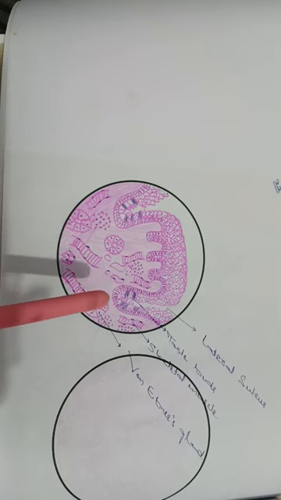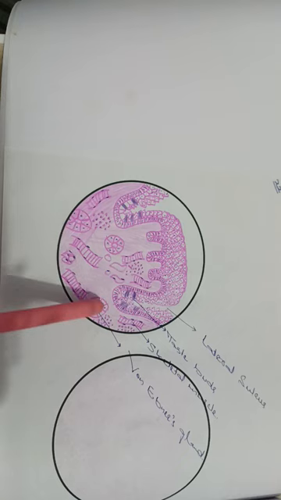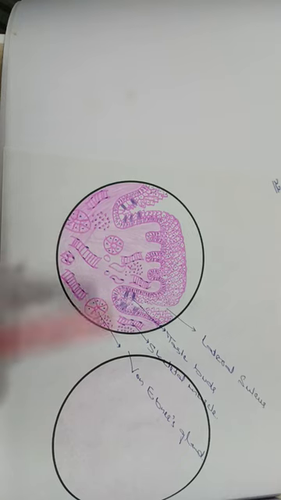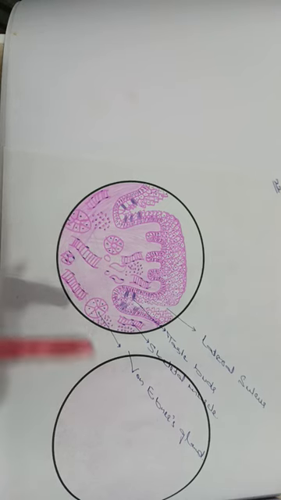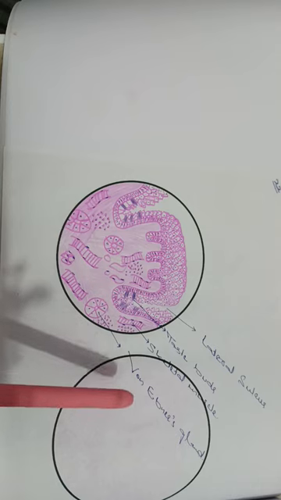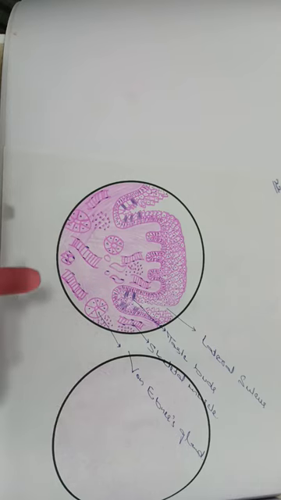The region beneath the papillae consists of serous glands, known as von Ebner's glands. You can see these are the serous glands, which are known as von Ebner's glands.